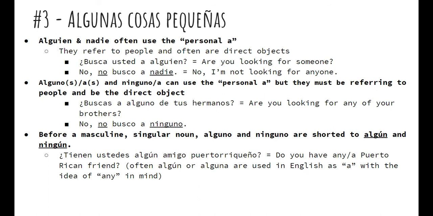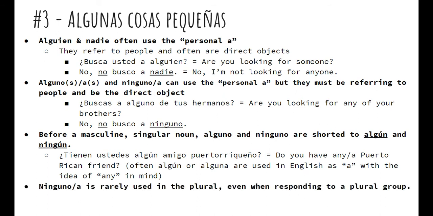Again, this is kind of a nuanced thing. Could you say, do you have a Puerto Rican friend? Yes, using the indefinite article. Yes. It's kind of just a personal preference, a nuanced thing that just takes a little bit of time, but realize algún can be used that way. Just like algunos and algunas can be used in the plural in the place of the indefinite articles unos or unas. Now, notice ninguno and ninguna is rarely used in the plural, even when responding to a plural group.